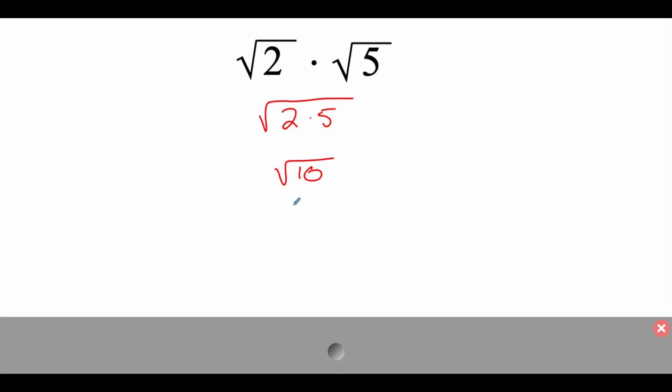And then my last step said check to see if you can do any more simplifying. Well, the only factors of 10 are 2 and 5, and there's no pairs there, so the square root of 10 will not simplify down at all. So that's our final answer.